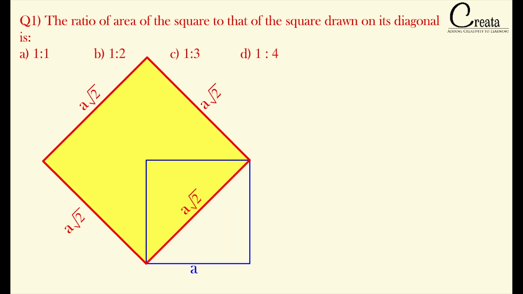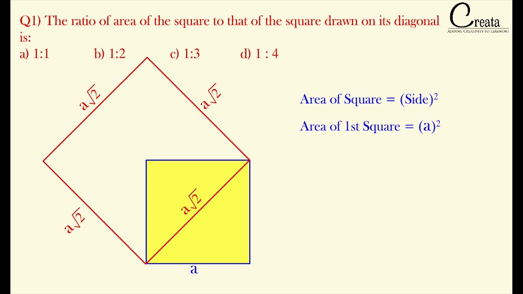We got two squares, and in the question we have to calculate the ratio of area of both the squares. And we know the area of the square is A square, that is side square. So the area of the first square will be equal to A square. We have assumed the side of the first square as A, so we got area of the first square as equal to A square.